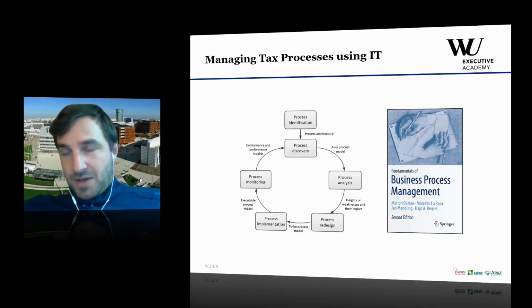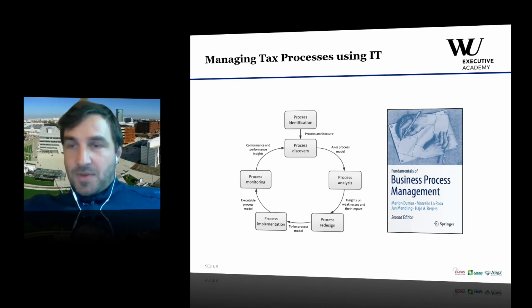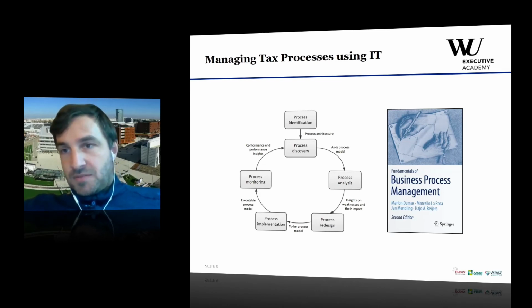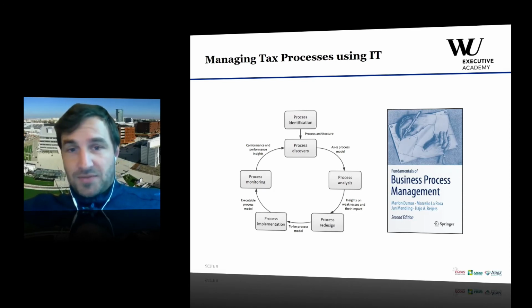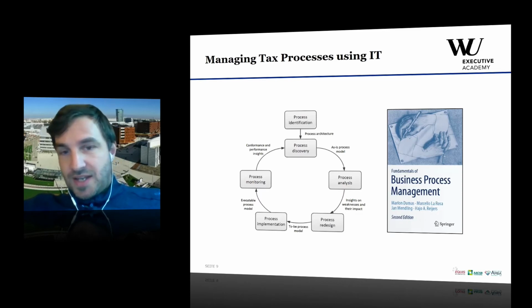specifically want to think about in how far we can make use of digital approaches in order to make them operate better. Once we have identified such a process, we can use different methods and approaches that we often describe with the help of the so-called business process management lifecycle. That is the circle that you see here in the picture, starting with process discovery at 12 o'clock, continuing to process analysis, process redesign, process implementation, and process monitoring.